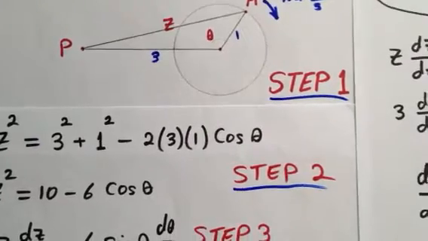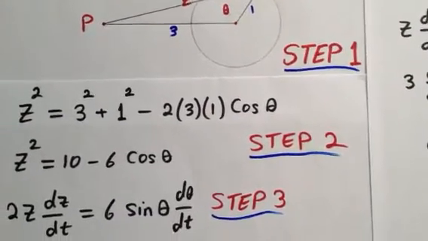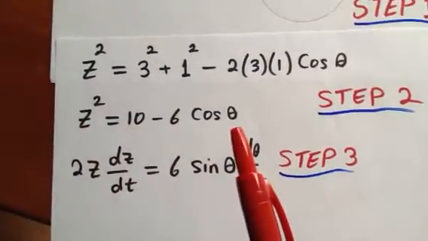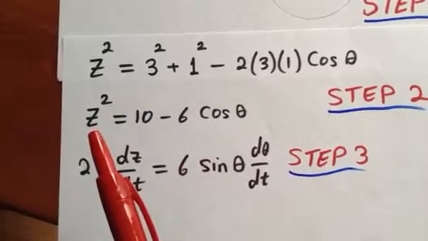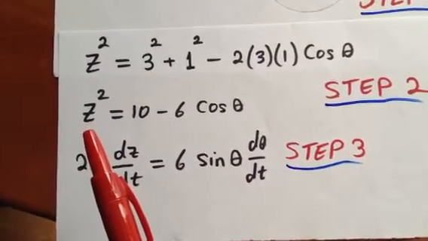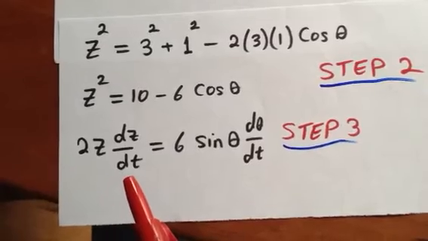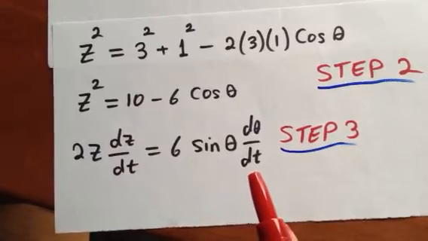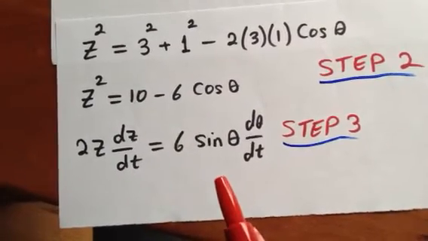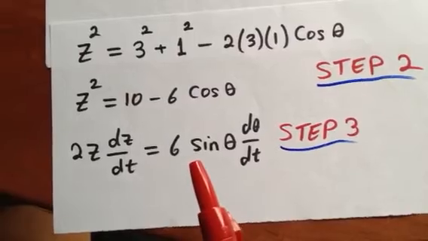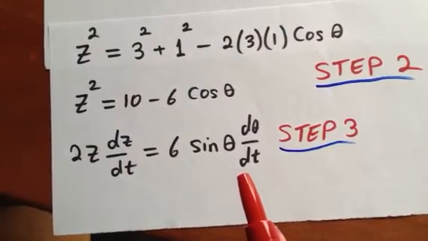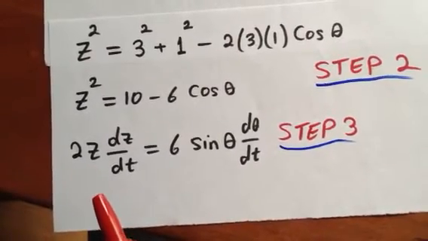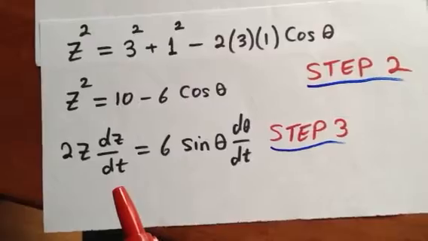We have completed steps 1, 2, and 3. So we have a relation in terms of theta and z, the two variables, which are functions of time, and a relation between the rates dz/dt and dθ/dt. Now in step 4, all we have to do is plug in the value of sine theta, the value of dθ/dt, and the value of z at the moment we want to calculate dz/dt.